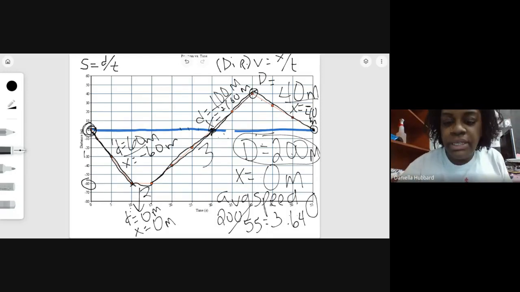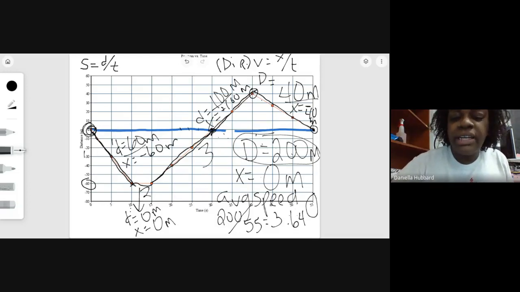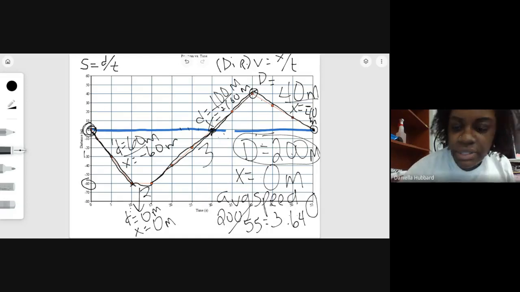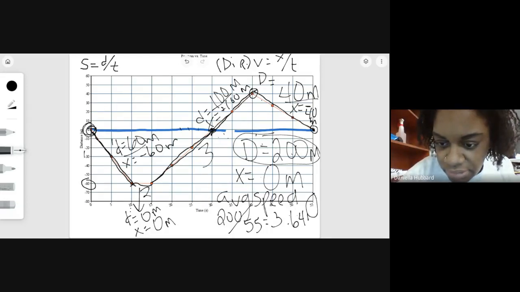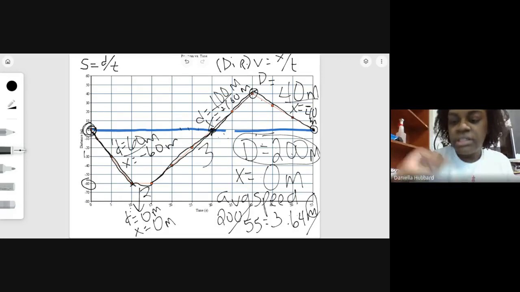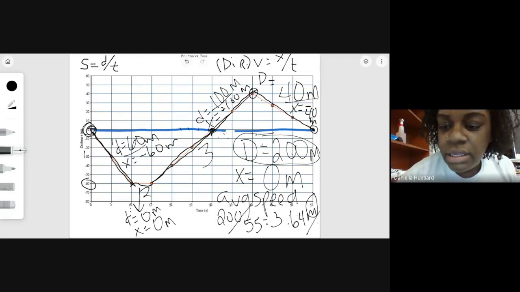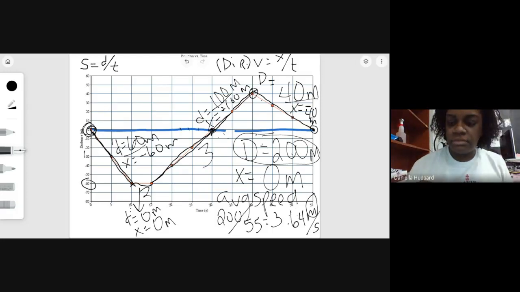My units for speed. Since we're dividing the numbers, we divide the units. For distance, our units is meters. So that's M divided by the time unit is seconds. So our average speed throughout this whole journey with the total distance of 200 divided by the total time of 55 seconds, we get 3.64 meters per second.